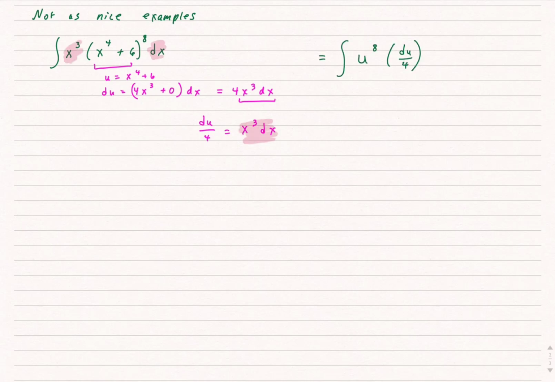If I replace my x cubed dx with du over 4, then this is what my integral now works out to be. And when I do the integration, this is what I end up with. Again, the final step is always to rewrite this back in terms of x. u was equal to x to the fourth plus 6, so I'll just go ahead and substitute that in. And there is my final answer. Again, I could check these by doing derivatives to make sure I get back to what I started with.